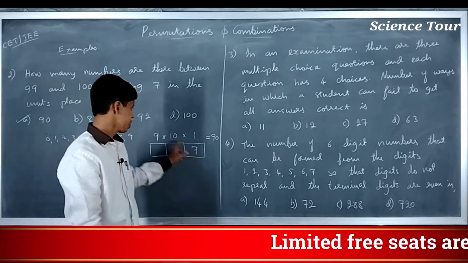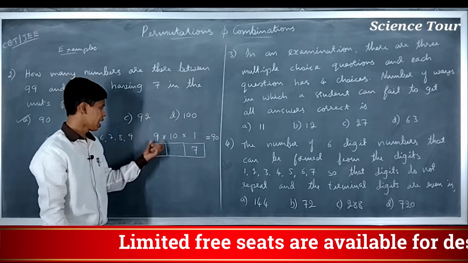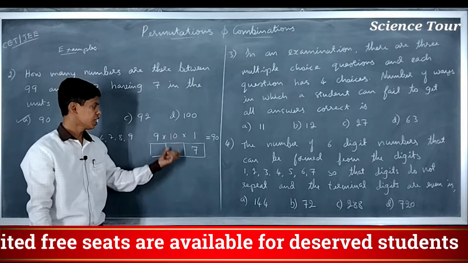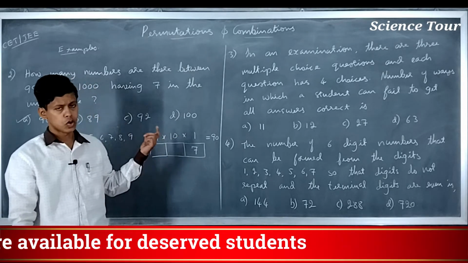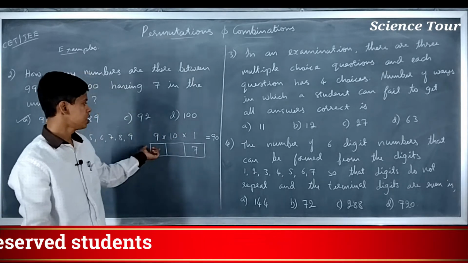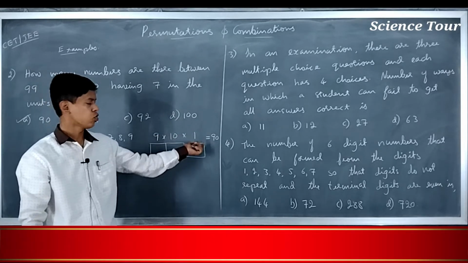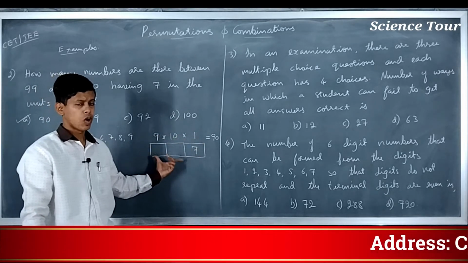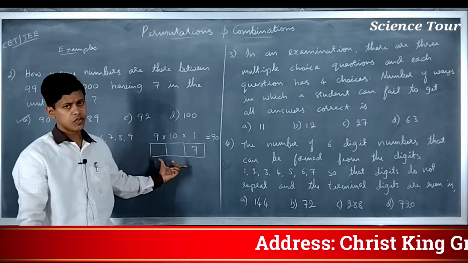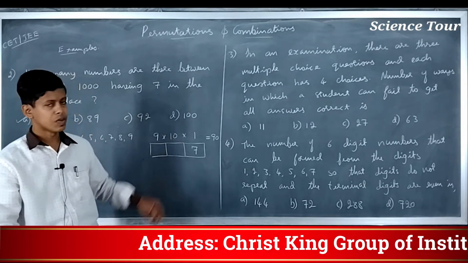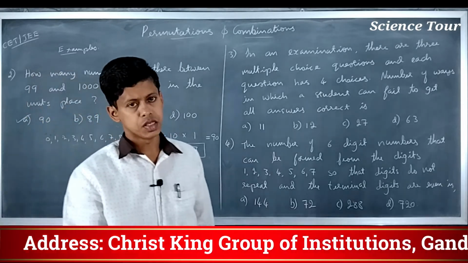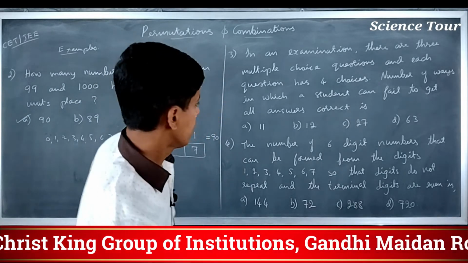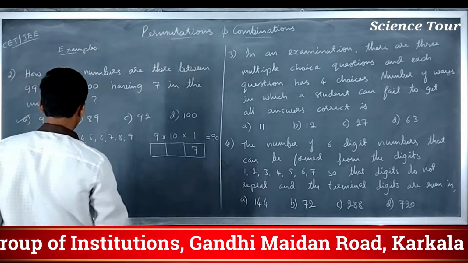This is just multiplication. You have 9 options in the first place, 10 options in the second place, and 1 option for the last place, so you have to multiply them. This is only to understand the principle of multiplication. Well, let us move on with the third question.